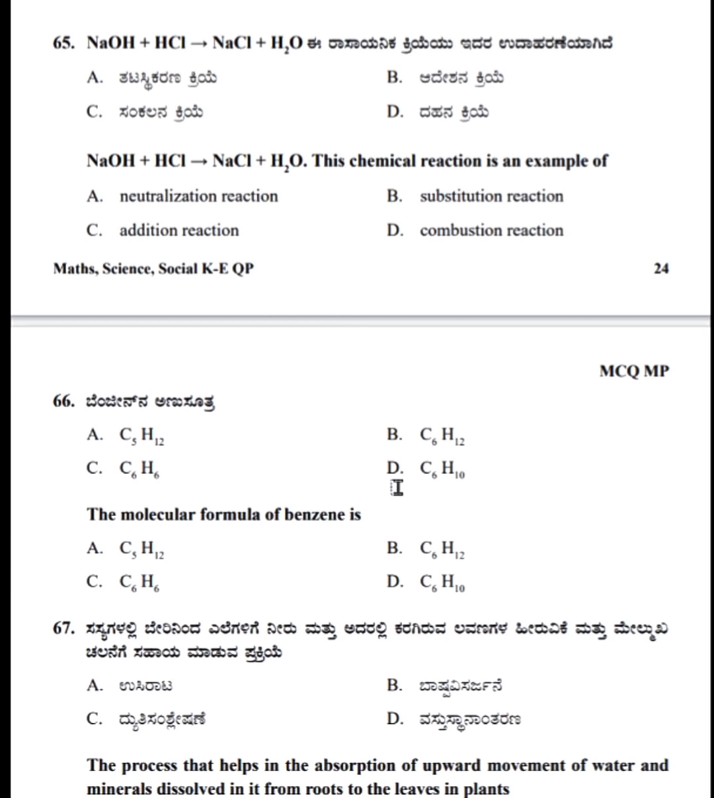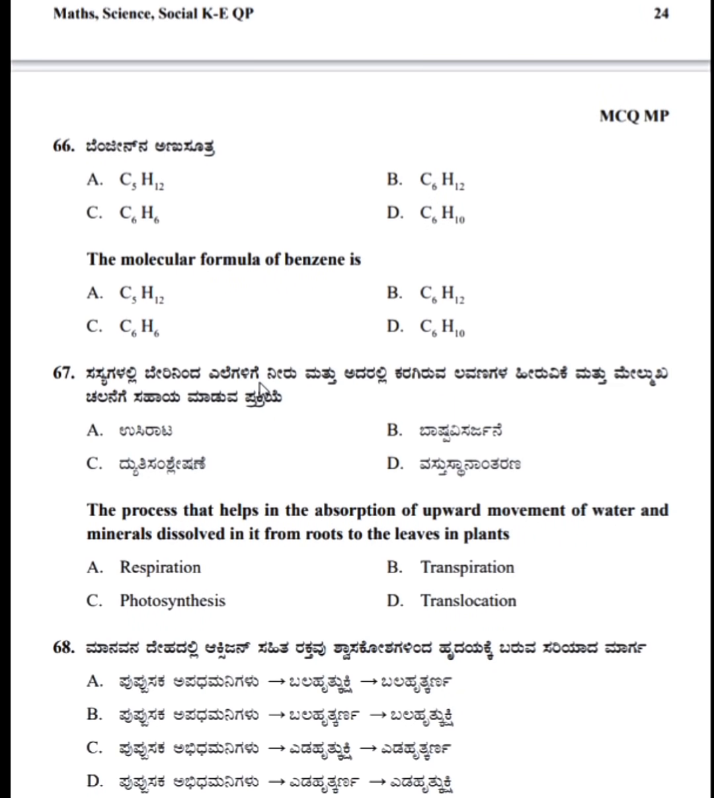Question number 65. NaOH plus HCl gives NaCl plus H2O. This chemical reaction is an example of a neutralization reaction, because when acid reacts with a base, it gives salt and water. This reaction is called a neutralization reaction.